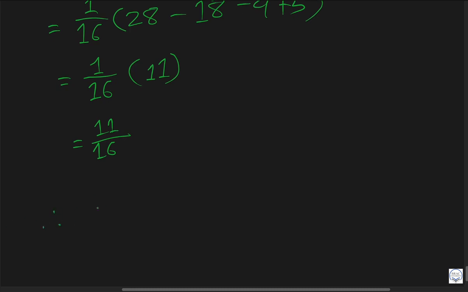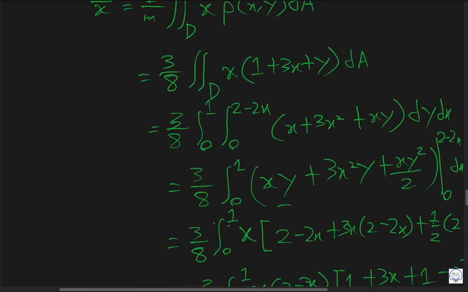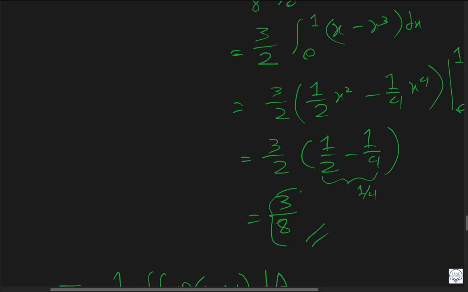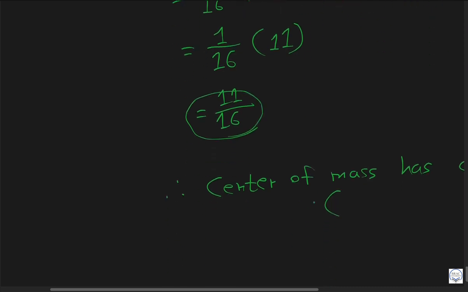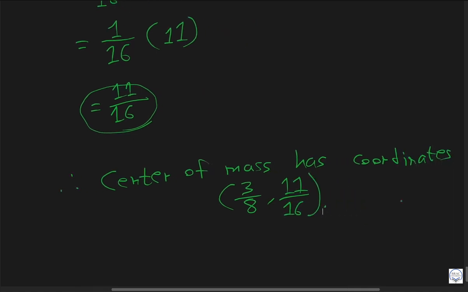So now we state that the center of mass has coordinates: the x coordinate is 3 over 8, and here we have the y coordinate as 11 over 16, which we just calculated. It's 3 over 8, 11 over 16.